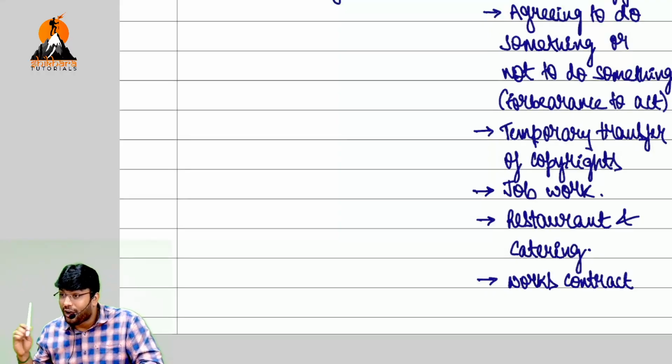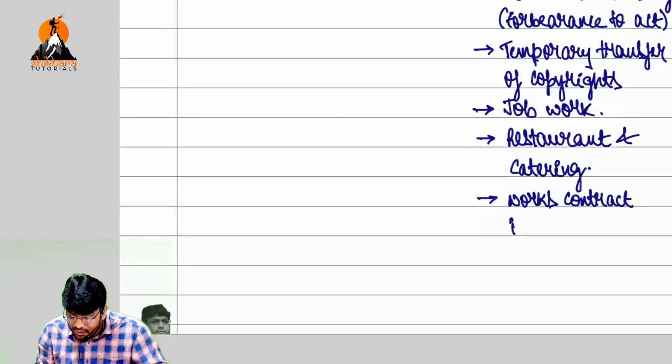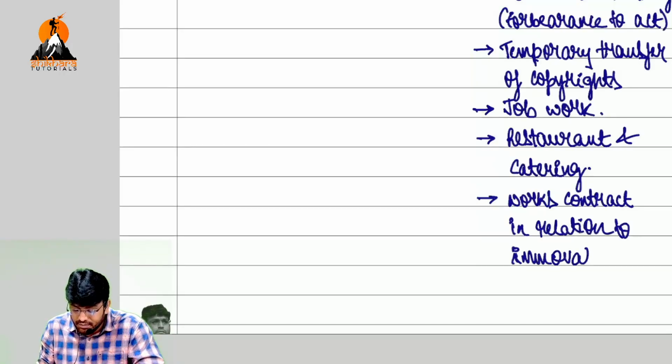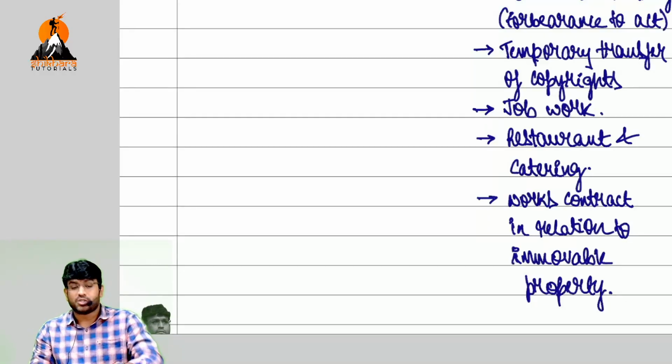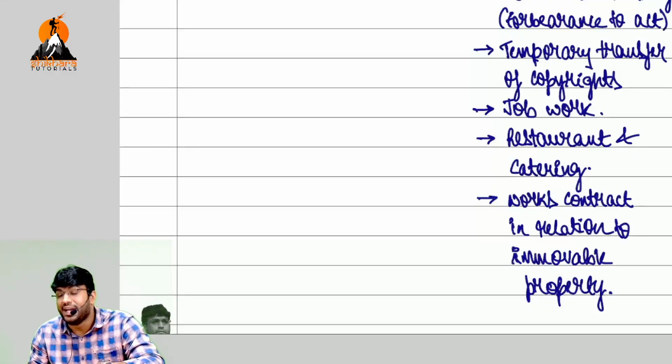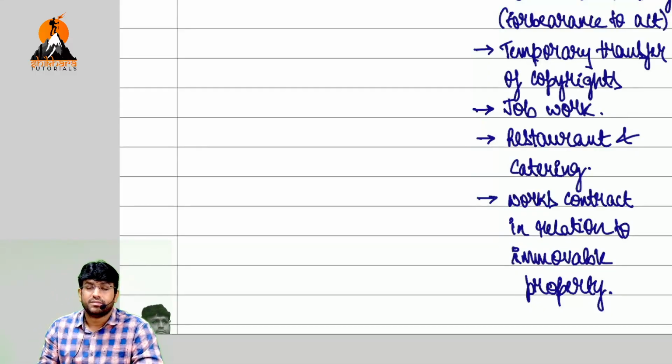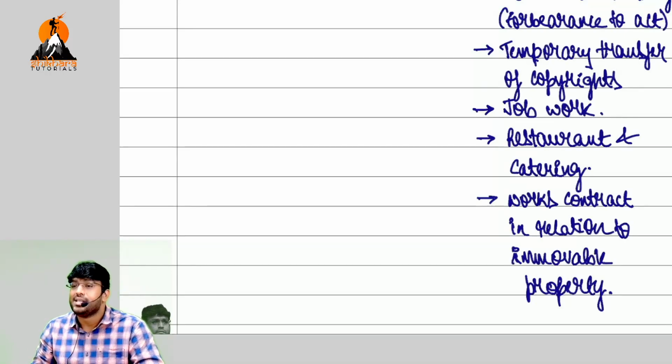That is where law is very clear. They use the word works contract in relation to immovable property. So don't tell massage and all. Works contract in relation to what, sir? Immovable property. Works contract is always deemed to be a service, my dear friends. There is no doubt about it. Works contract is always deemed to be a service.